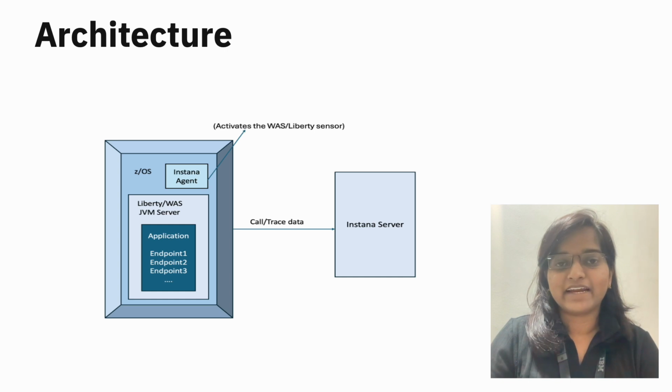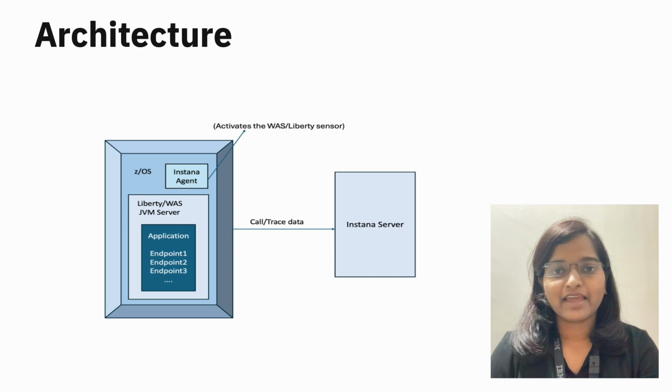Let's go through the architecture view for our trace environment. As shown in the architecture diagram, we have a WebSphere or Liberty application running on ZOS. We'll be installing the Instana agent in the same environment. Once we start the agent, it will detect the WebSphere or Liberty process and activate the respective sensor. It will send the tracing data to the Instana server for the transactions performed by WebSphere or Liberty applications.